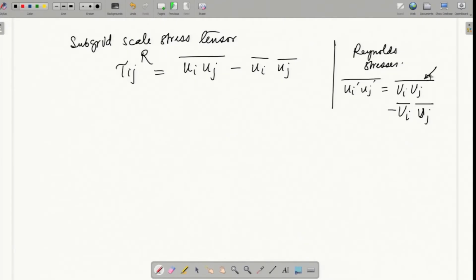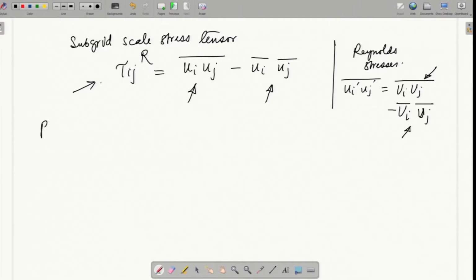So, this is the mean of the product, and this is the product of the means. This is somewhat similar to what you see here also in the subgrid scale stress tensor. So, this is standing for the entire flow, this is standing for the resolved flow, and then the difference stands for the unresolved flow. That is the concept.